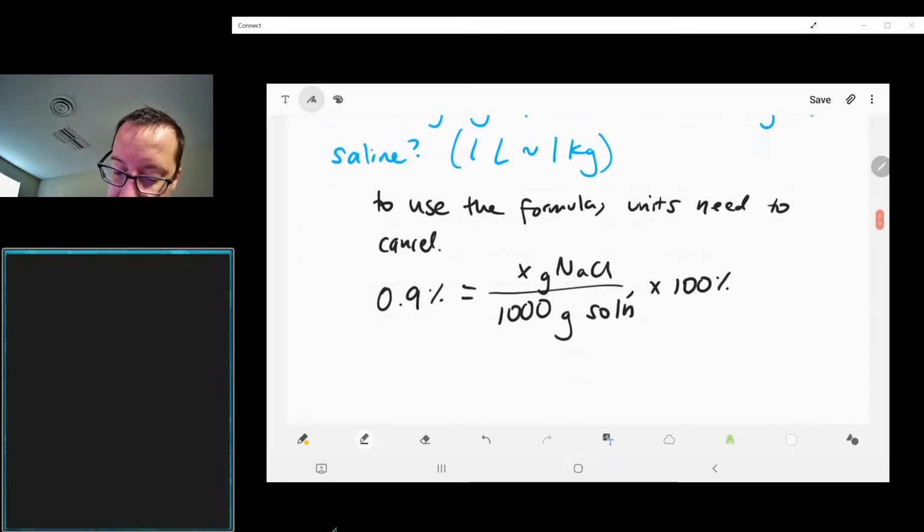And of course, thankfully, the reason that this is used is because the math is easy. This comes out to be 9 grams of sodium chloride per liter, essentially. So, hooray. We have done it.